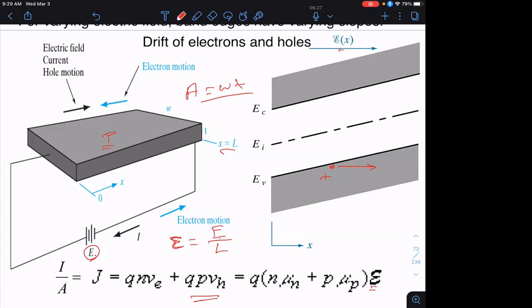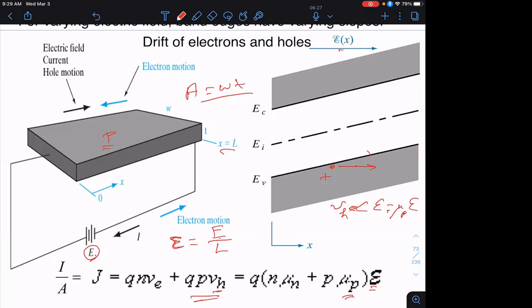Now, when I apply this electric field, the holes would move with an average velocity, which I call V holes. That's the drift velocity of the holes, which is going to be proportional to the electric field, okay? And the proportionality constant is known as the mobility of the holes. So it's given by the proportionality constant, the hole mobility, times electric field.